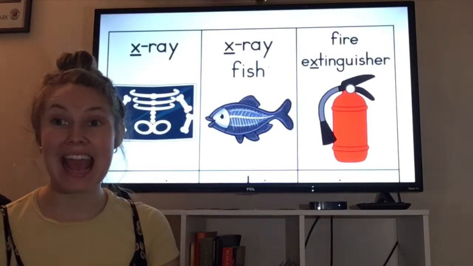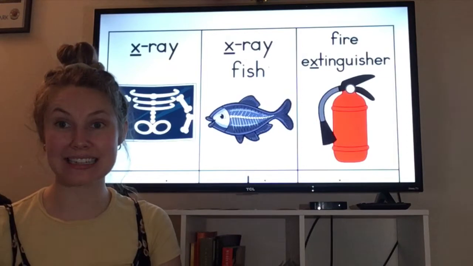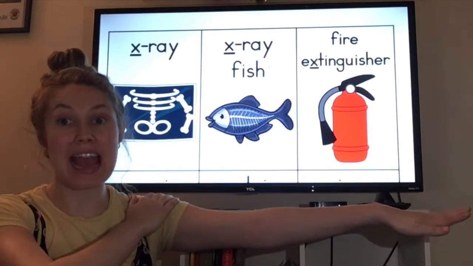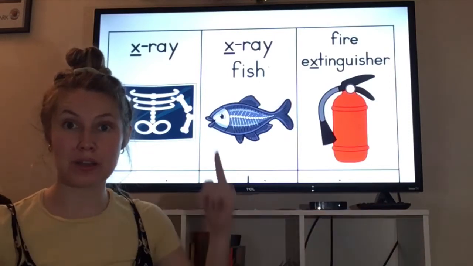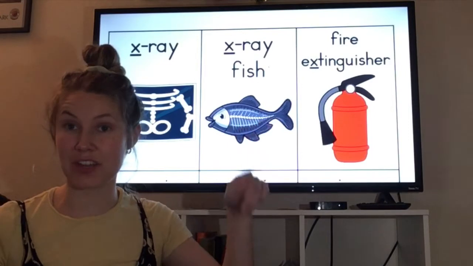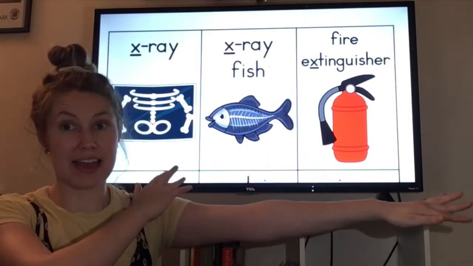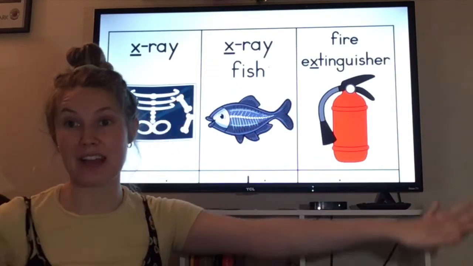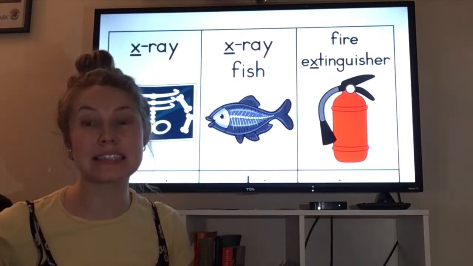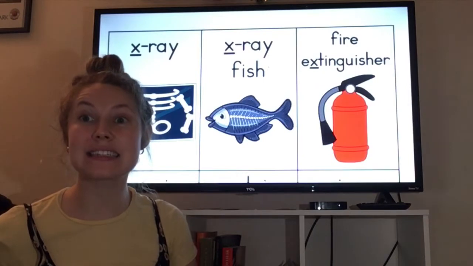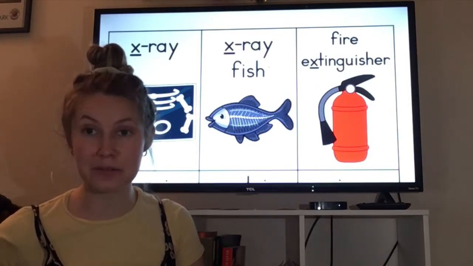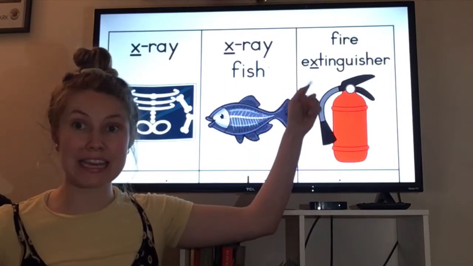Here we have an X-ray. And the X is at the beginning of X-ray. We also have an X-ray fish. You can see the inside of the fish. Also, the X is at the beginning of X-ray fish. We have fire extinguisher. The X in fire extinguisher is at the beginning of the word.